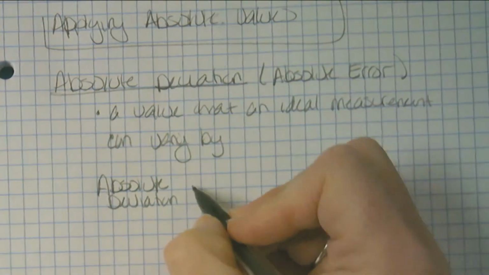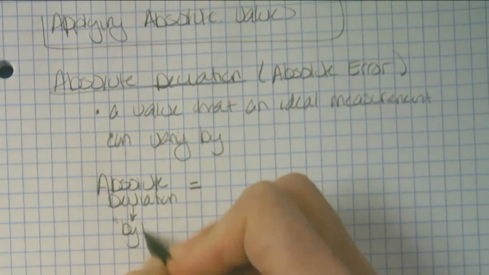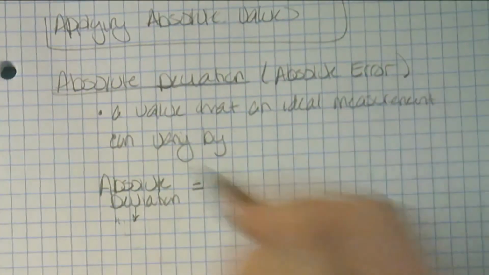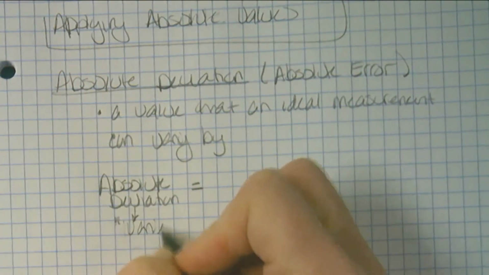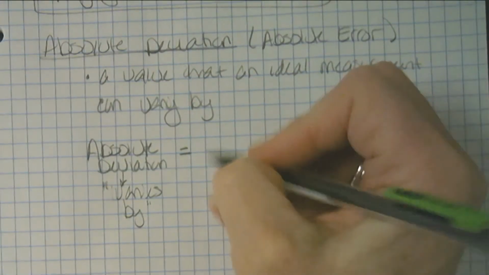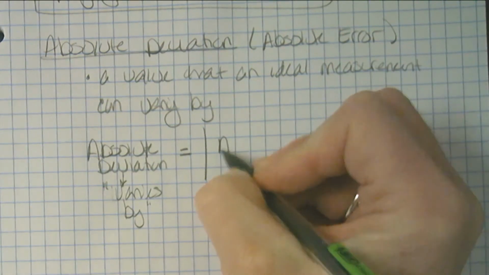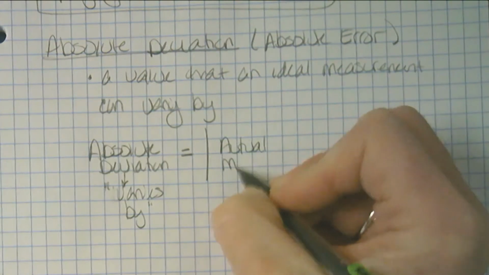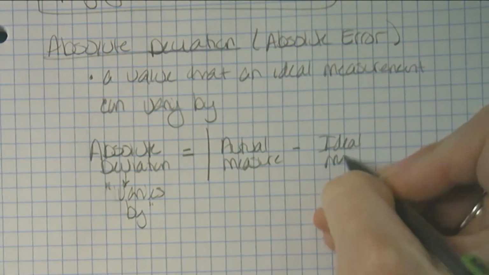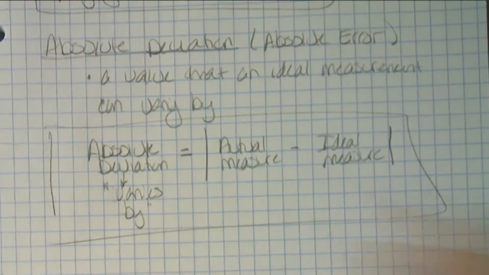So the absolute deviation, sometimes I'll say varies by, because this is what it can vary by. Sometimes I'll use the word varies by instead of absolute deviation. It is equal to our actual measure minus the ideal measure. That is the equation for absolute deviation or absolute error.